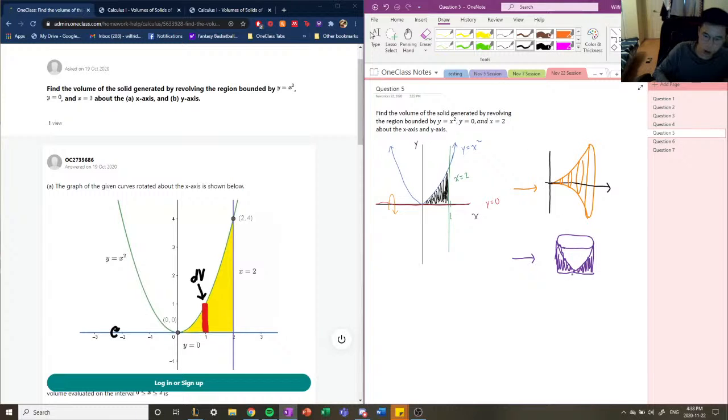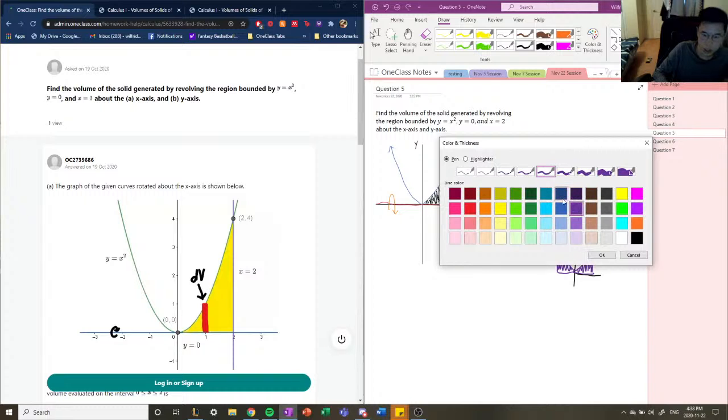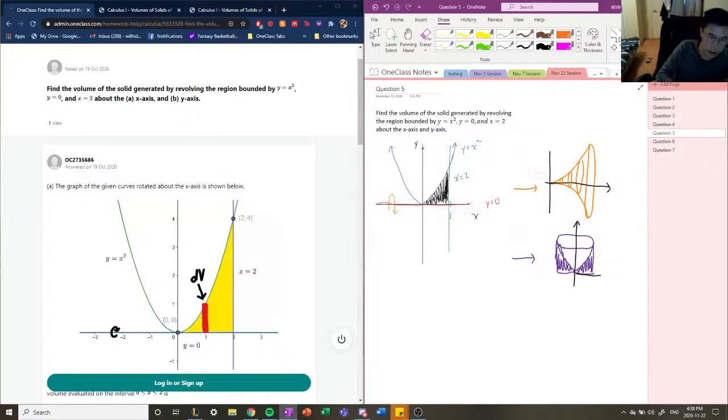And if we were to draw the y-axis for reference, the y-axis would be here, and it's revolving this way, okay? So let me draw the revolving part too. So it's revolving this way, okay? So that's part A and part B, all right?